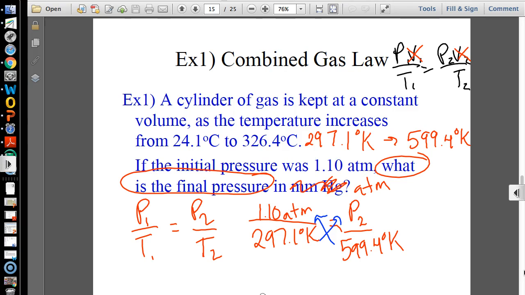Watch your sig figs. Here's the thing. These Celsius temperatures, the sig figs for these are the sig figs that they are when you convert to Kelvin. So this is still going to be 4 sig figs, even though it's only 3 right here. These Celsius don't count. The sig figs for the temperatures are from the conversion to Kelvin. So anyway, I'm still limited by this pressure, 3 sig figs, right? So I get 2.22.